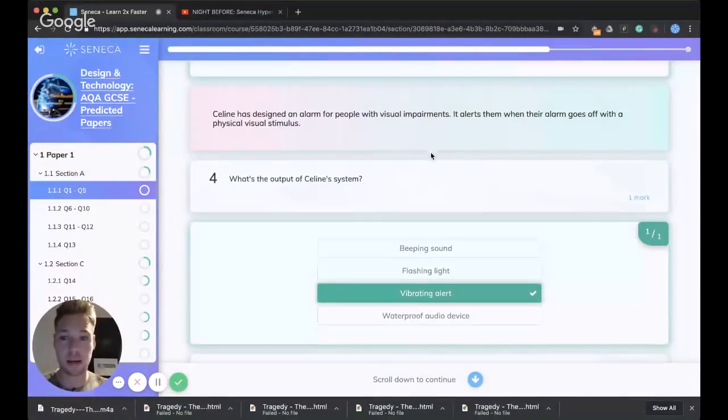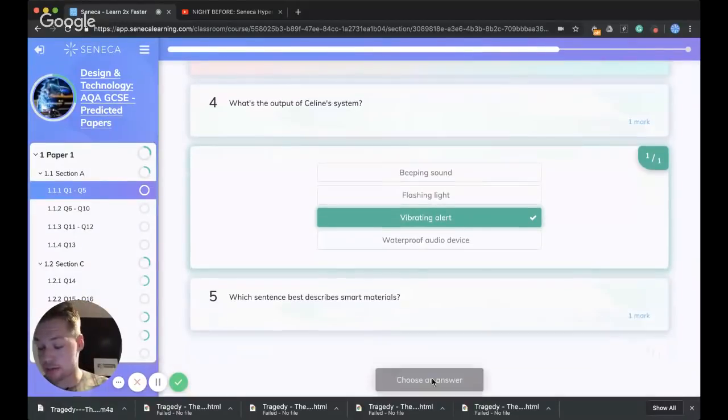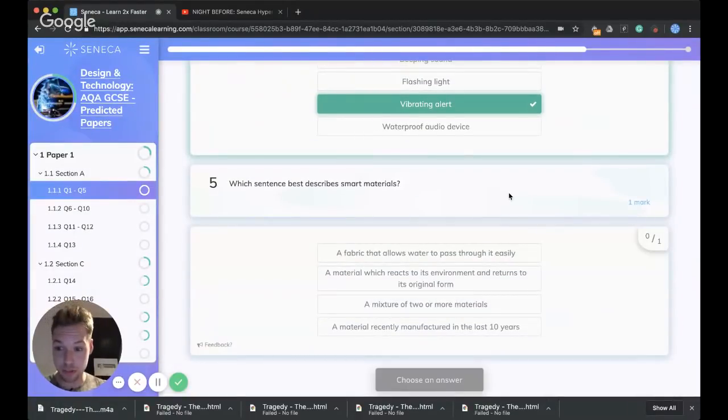So which sentence best describes smart materials? This was a requested topic. So what are smart materials? Think about something like a smart mattress or a smart pillow. Does anyone know what a smart material is? I was about to give away the answer. I'm not giving it away that easily.